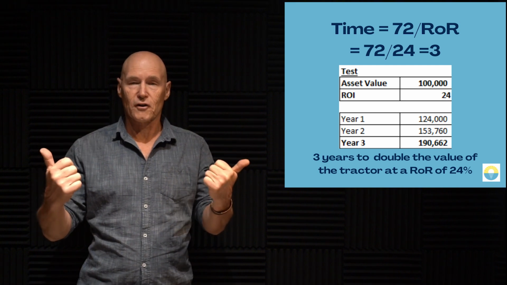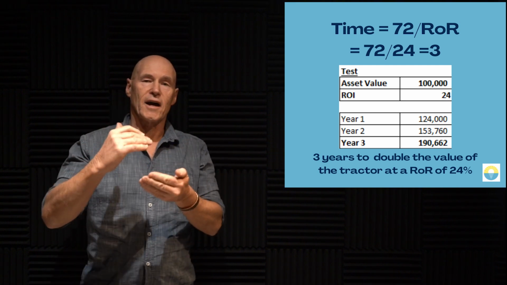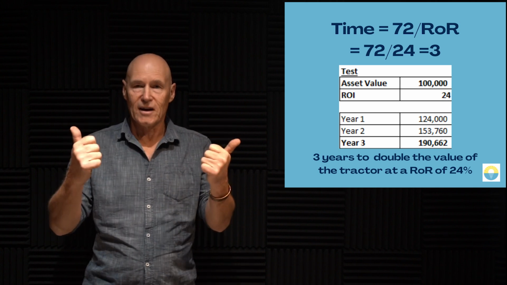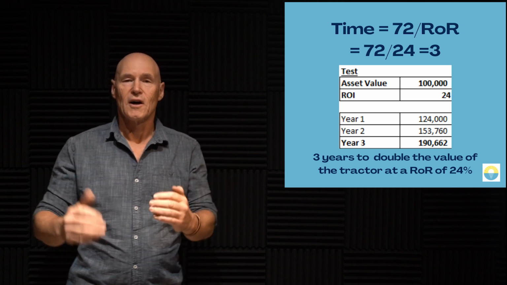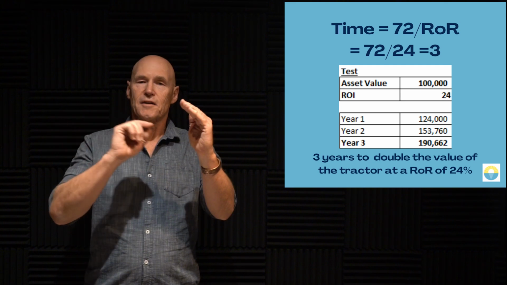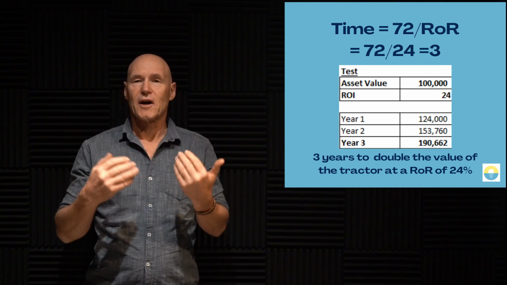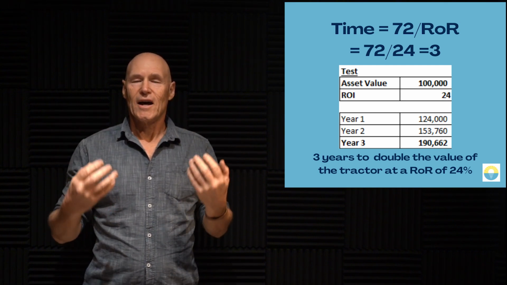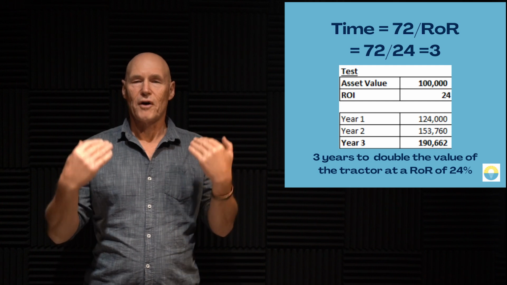So I know what my return on investment would be, but I want to now determine how long it is going to take to pay off this tractor. Very easy. I use the rule of 72. I take 72 and I divide it by 24, and that gives me an answer of 3. So that means it will take me 3 years to pay off this tractor. All right, that's very simple.